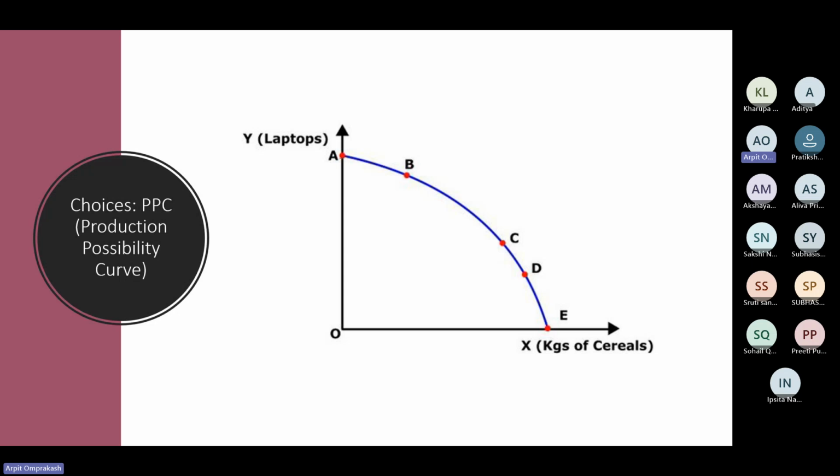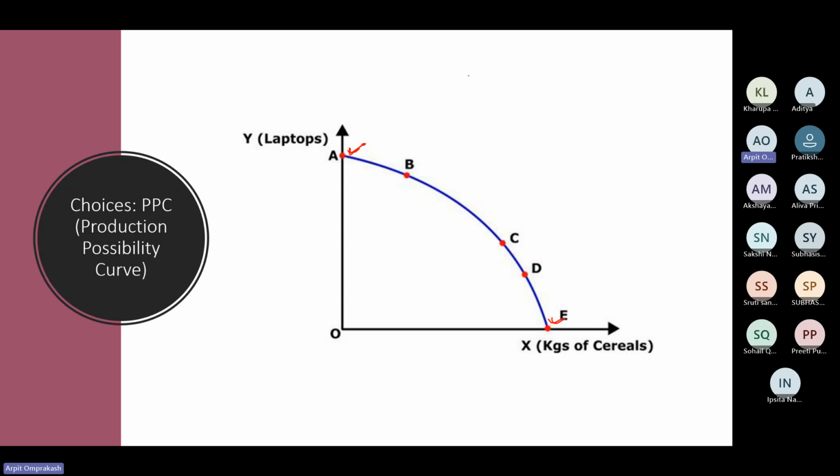So let's say in an area where we have no place to do agriculture or no farmers present, we can allocate all the money that we have for laptops, which might be more useful for the population. Whereas in an area where there's a shortage of food, we might want to invest more money or resources into agriculture and growing cereals and food items. So this line here represents the production possibility curve or the production possibility frontier.